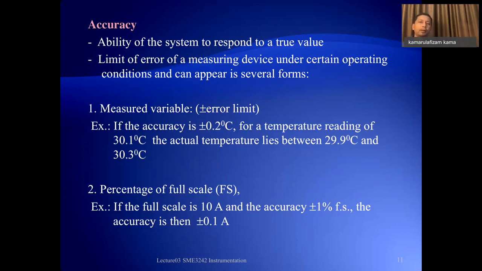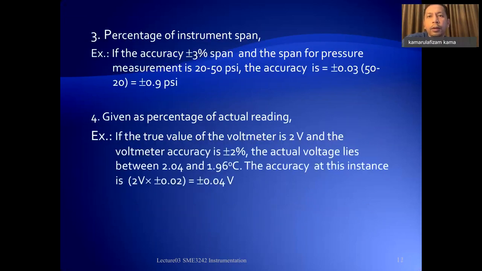So the second way of doing this is from the percentage of full scale. Normally they state that the full scale has a certain amount of error. In this case, you have a full scale of 10 amps and accuracy of plus minus 1%. FS here is the full scale. So the accuracy is basically 1% of 10 amps, which is 0.1 amp plus minus, all right? Before you can do some calculations to get the final reading, you have to convert the percent to the same unit of ampere, then you can do the calculation.